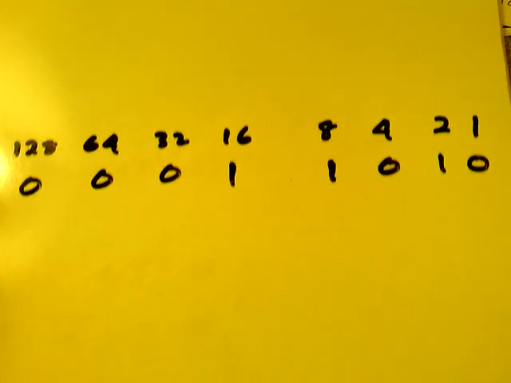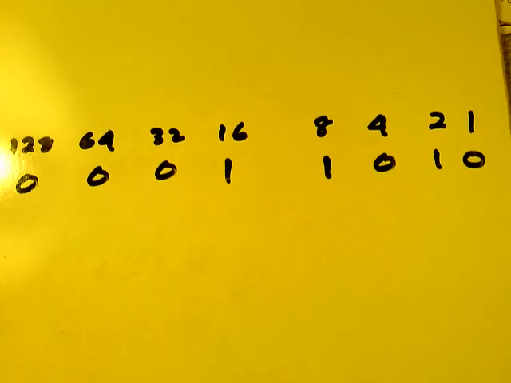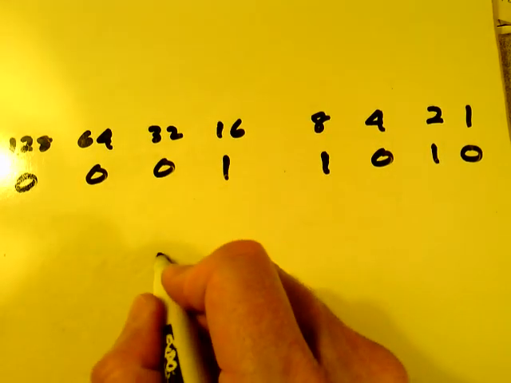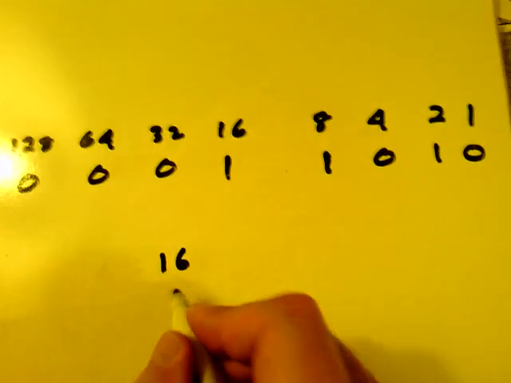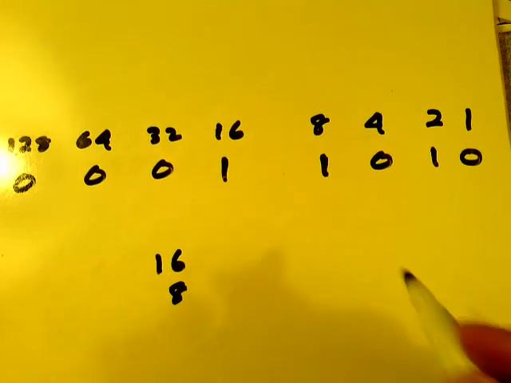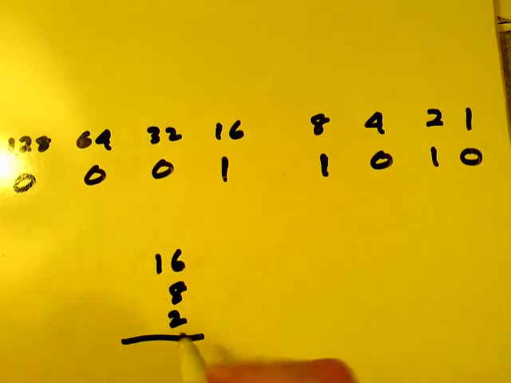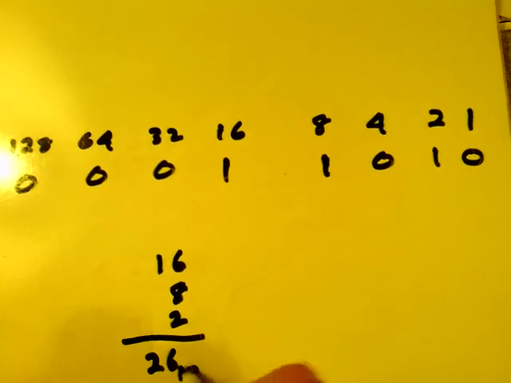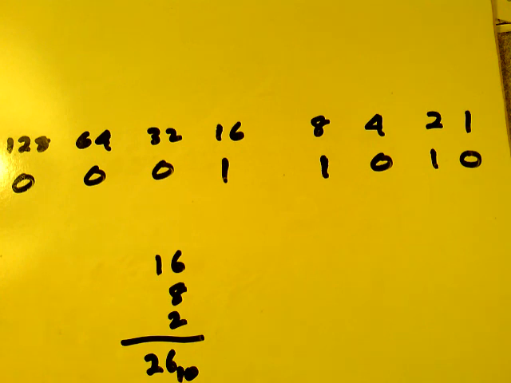Well, what's that represent in base 10? It has a weight of 16, a weight of 8, and a weight of 2. That's 26. That's 26 in decimal. But I'm going to show you another way to look at this.